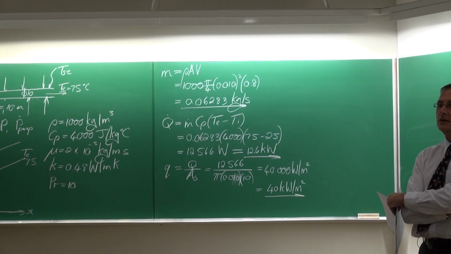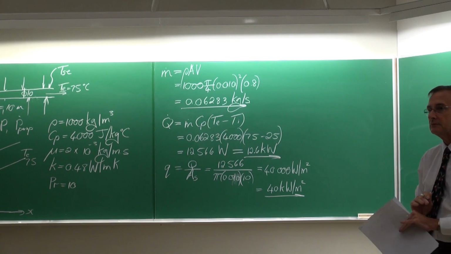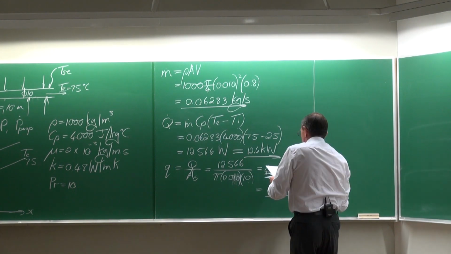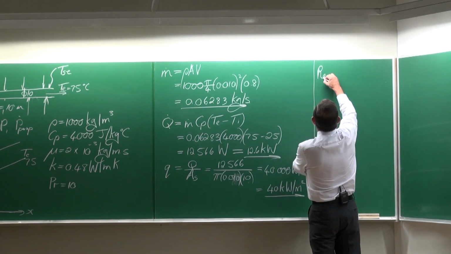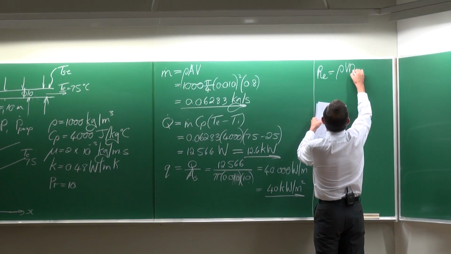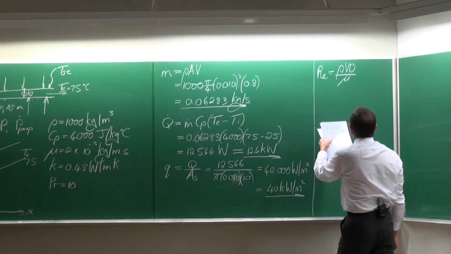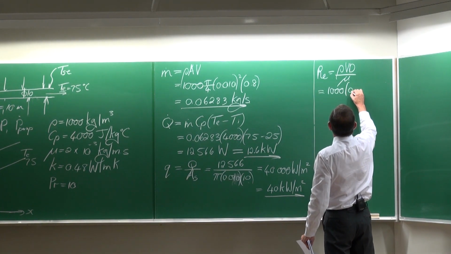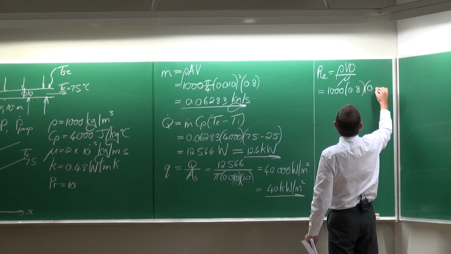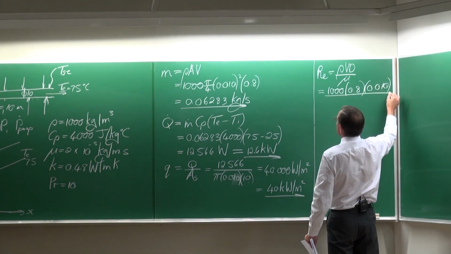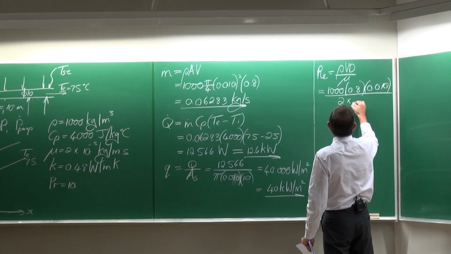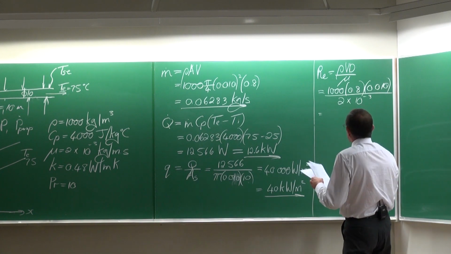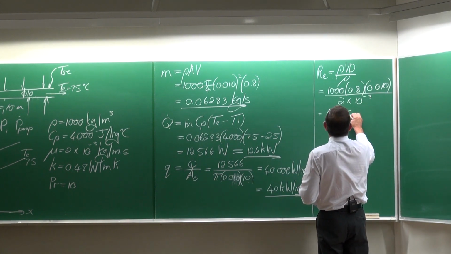Okay? Are you all with me? Right? It's important to know the Reynolds number is equal to rho V d divided by the viscosity. The density is 1,000, the velocity is 0.8, the diameter is 10 millimeters, divided by the viscosity, 2 multiplied by 10 to the minus 3, and it gives us a Reynolds number of 4,000.